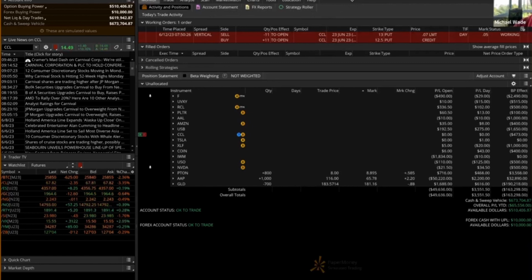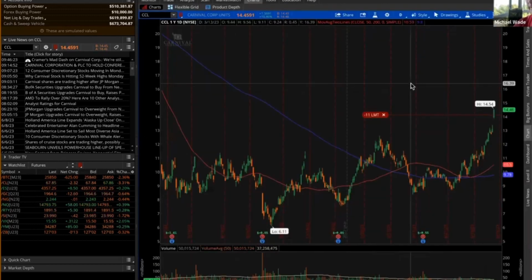So the idea here is that you learn the system and you do it yourself. It's a fun little game to play. So it's showing 6 cents. I got 7 cents right there. Let's see what the stock is doing. Yeah, it's going higher. All right.